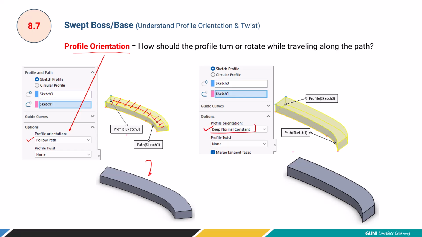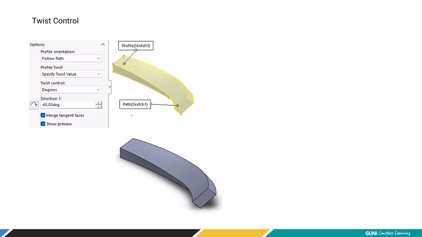But in case of this option, keep normal constant, that means the profile remains perpendicular to the path irrespective of its change in path. So this is the outcome. If you look very closely at the end faces, you can immediately understand the effect of keep normal constant and follow the path. So based on the desired outcome, you have to choose this profile orientation option.